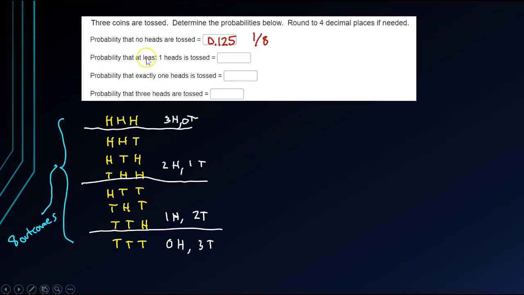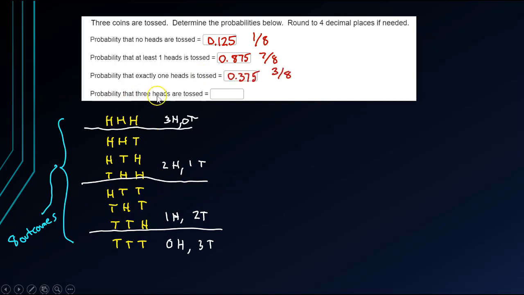The probability that at least 1 heads is tossed. So that means 1 head or more. That's 7. These 7 outcomes here, this one and up, have at least 1 head, so 1 or more, basically. And that's 0.875. The probability that exactly 1 heads is tossed. Exactly 1 heads are these 3 here. So 3 out of 8, which is 0.375.